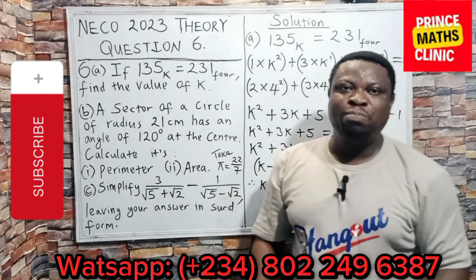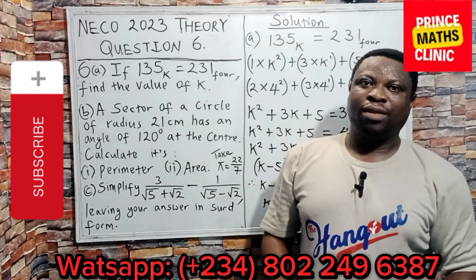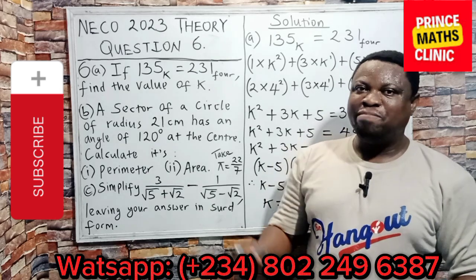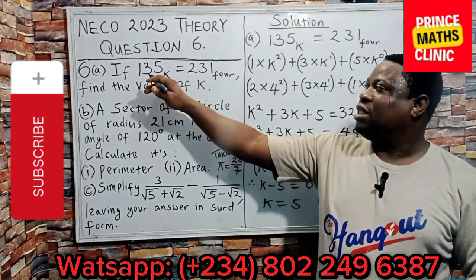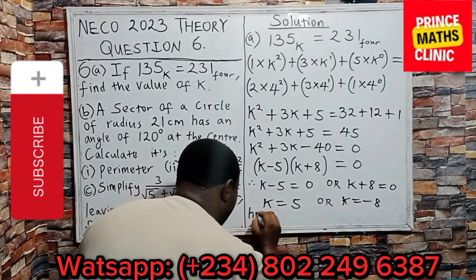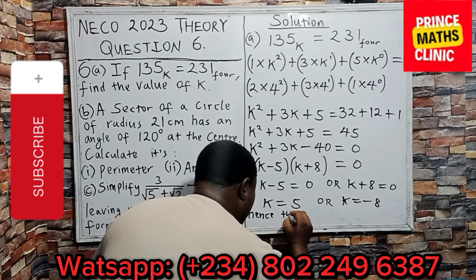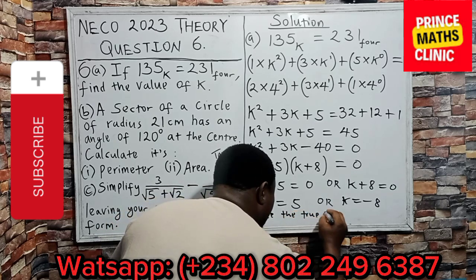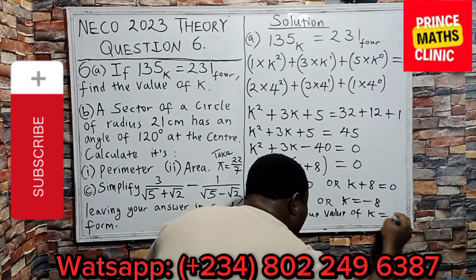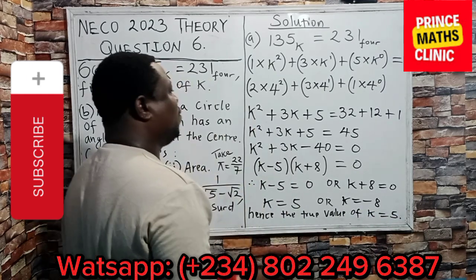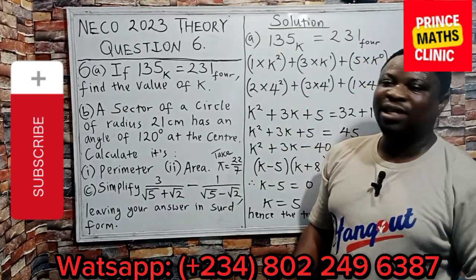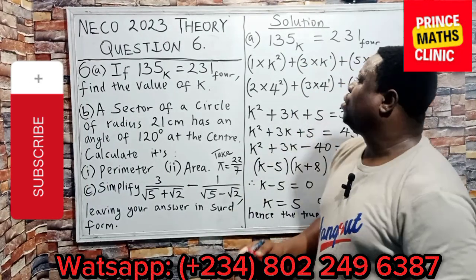Base cannot be negative. Therefore, the base that we'll put in here will be the positive value. Hence, the true value of k is 5.